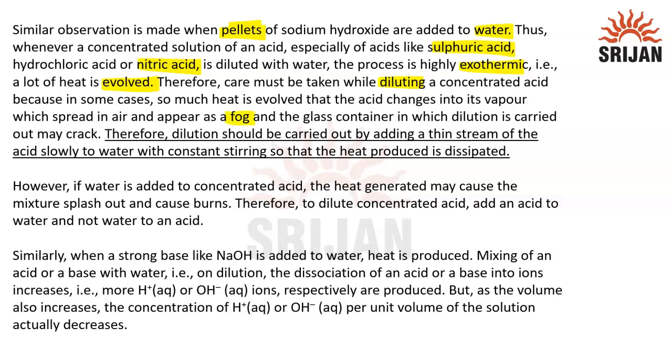So if we are not careful during dilution, sometimes the acid will turn into vapor and we see fog along our beaker, and the glass container in which the dilution is carried out may crack, because of the exothermicity of the reaction and the heat evolved during dilution. So dilution must be carried out by adding a thin stream, meaning a few drops of acid, slowly to water with constant stirring so that the heat produced is dissipated.